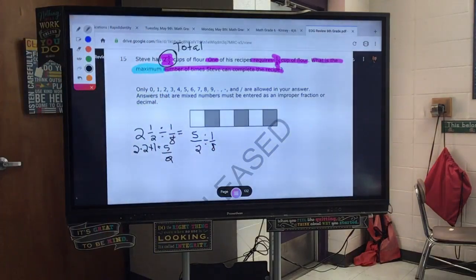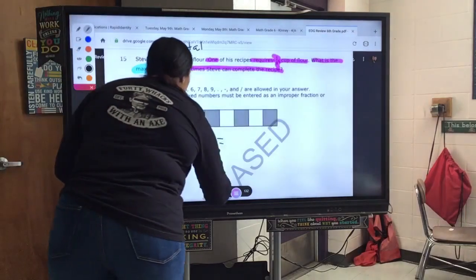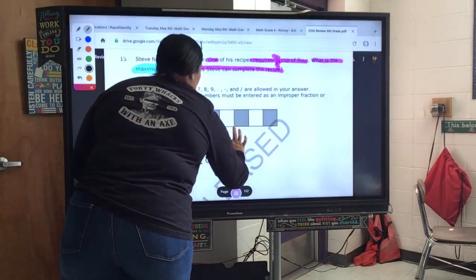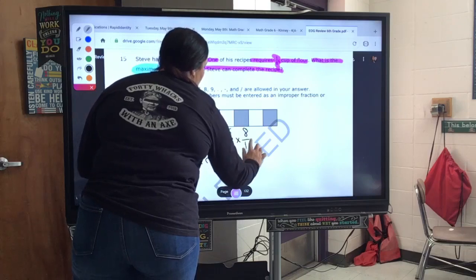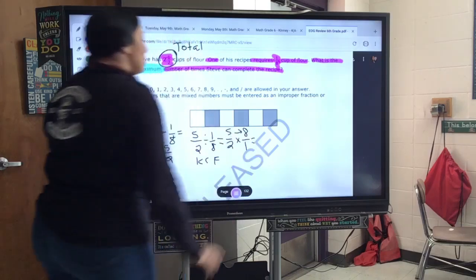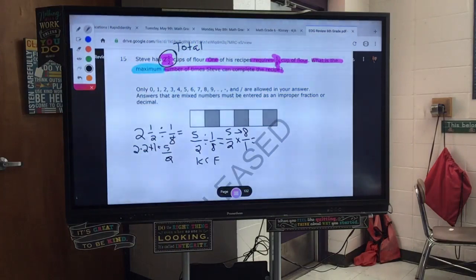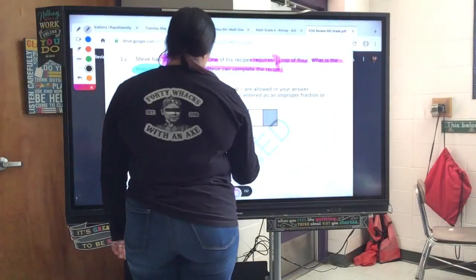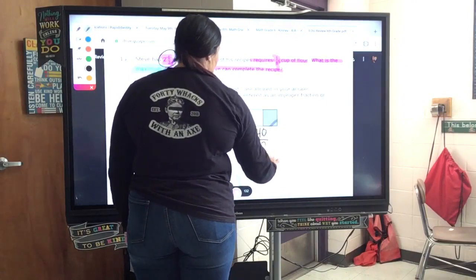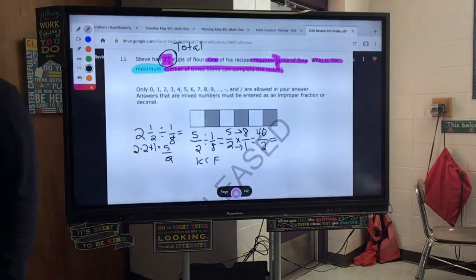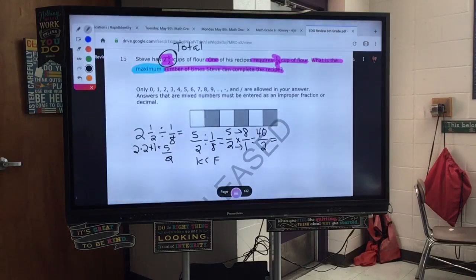All right, what do we do from here? Olivia, what do I have to do from here, sweetie? All right, so I'm going to keep, change, and flip. So I keep the first one, change division to multiplication, and I flip my second one. What do I get when I multiply straight across with 5 times 8? Leo? 40. And Leo, what do I get when I do 2 times 1? 2. All right, again, this is one of those numbers that is pretty easy. You don't have to show your work for this one. What do I do with 40/20ths?